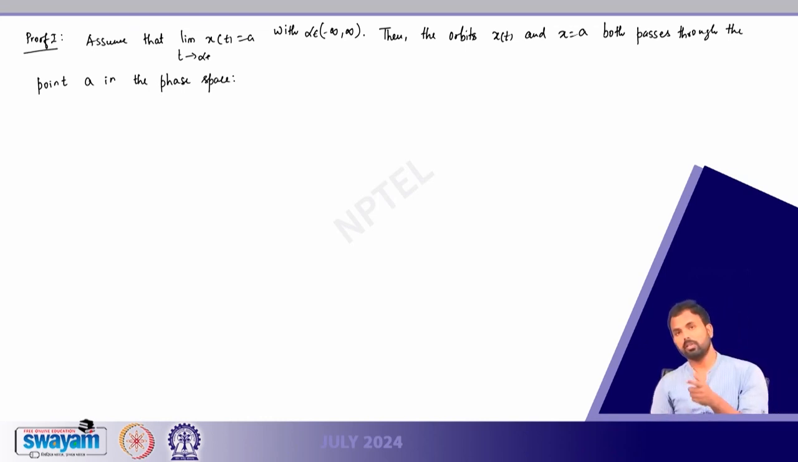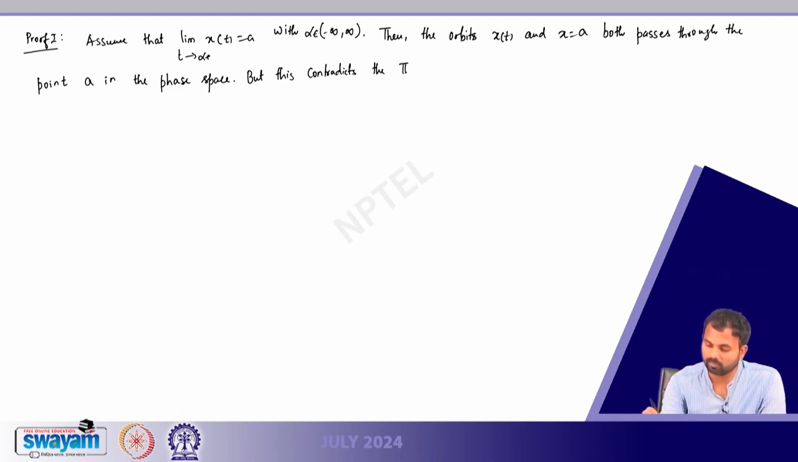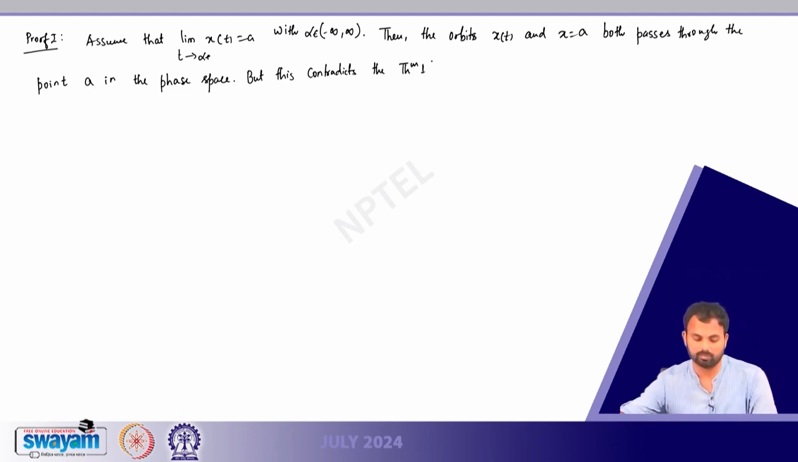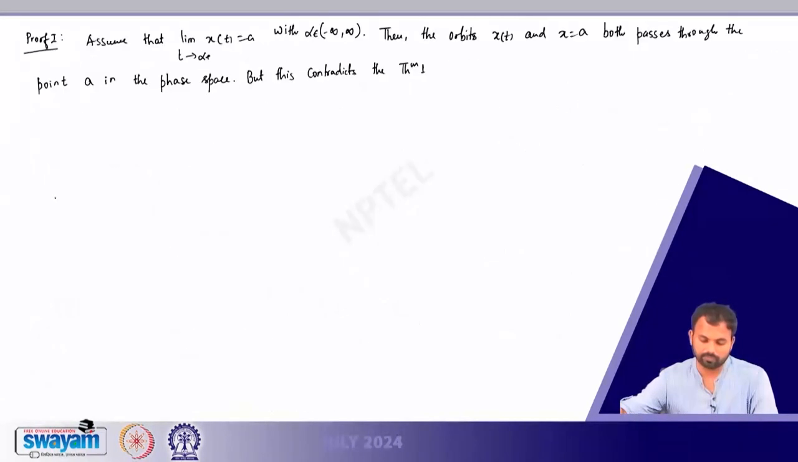So that means every unique orbit must pass through each point of the phase space. x(t) is an orbit and x equals A is also an orbit. So they both must pass through the point A in the phase space, but this contradicts theorem 1. Let us call it theorem 1. This contradicts theorem 1. How?